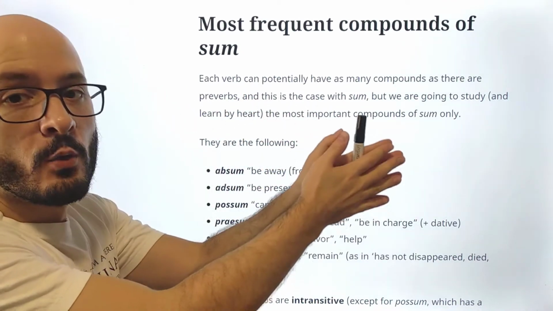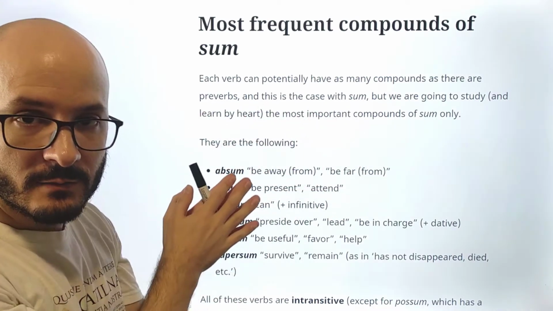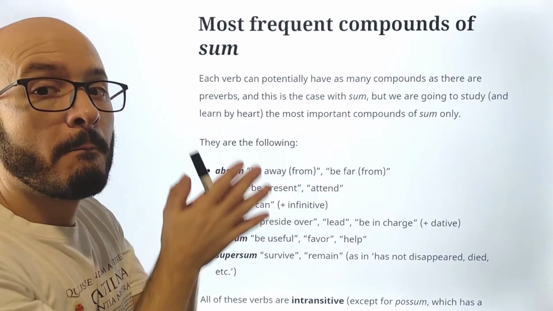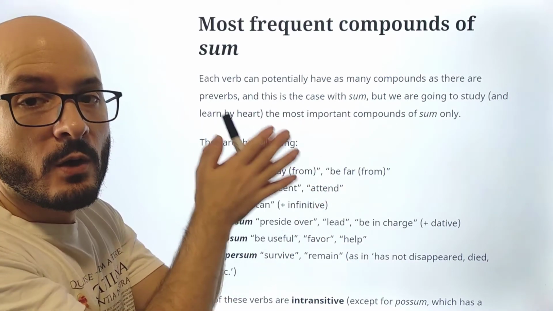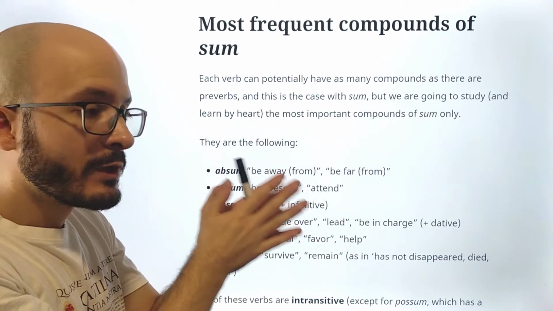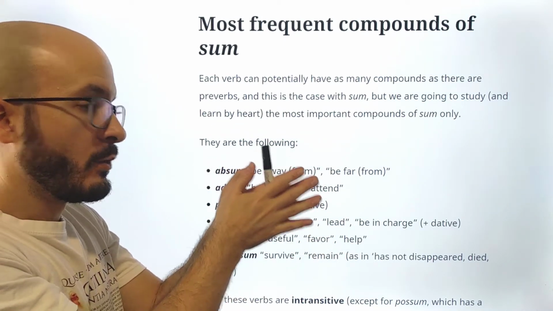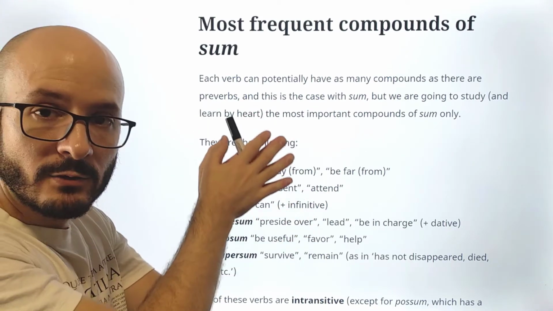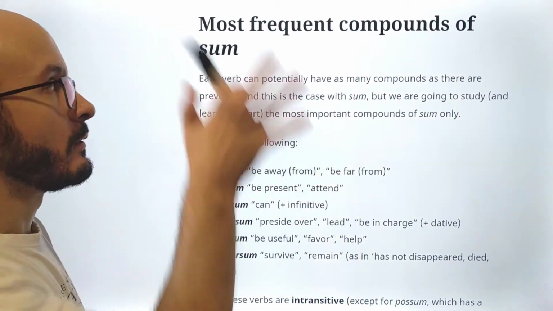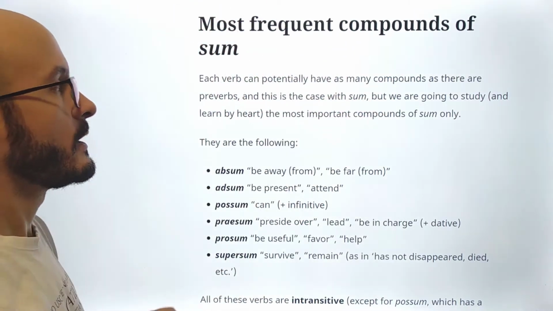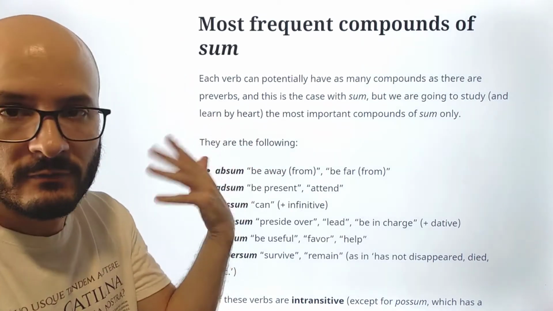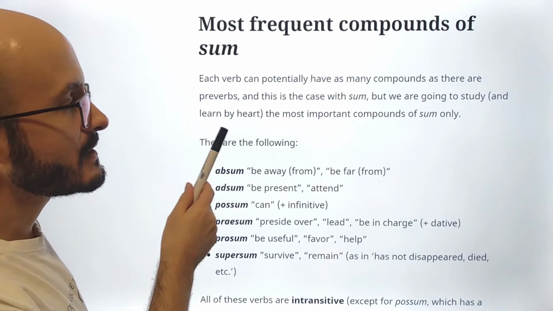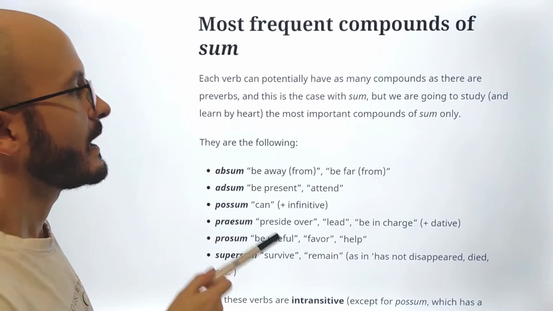That is, the verb sum with preverbs or prefixes, and if we don't know that these verbs are compounds of the verb sum, then we might get confused, and we will see that mostly when we practice with the sentences and we find verbs which are compounds of the verb sum, etc. Okay? So, most frequent compounds of sum. Each verb, like every verb, can potentially have as many compounds as there are preverbs. And this is the case with sum, but we are going to study and learn by heart.